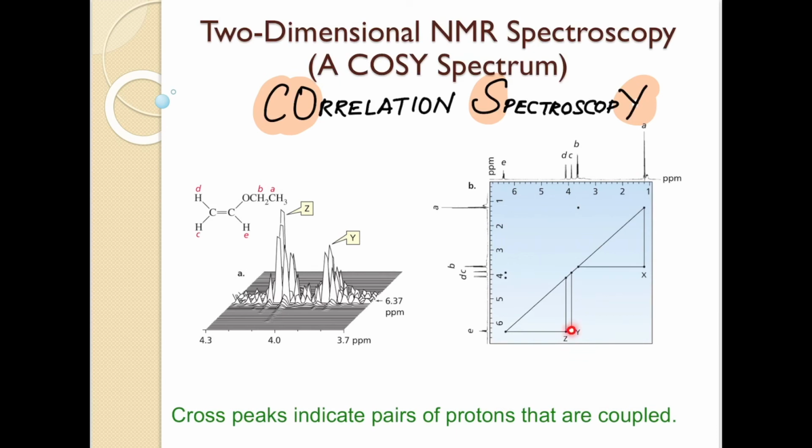If you look into the Y cross peak, you can see that when you drop two lines which are perpendicular to each other, it reaches two peaks, peak C on the horizontal line and peak E on the vertical line. And you can definitely tell that these are the two protons which are coupled with each other. And remember, on the correlation spectroscopy, you're going to have H NMR on both the vertical scale as well as the horizontal scale.